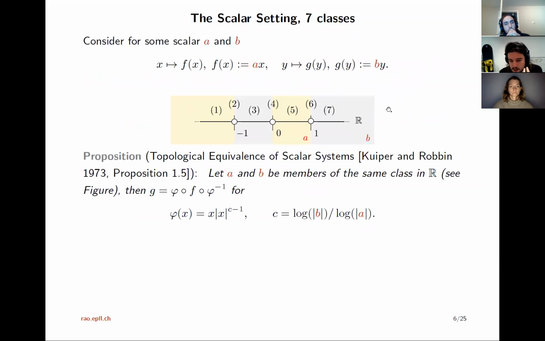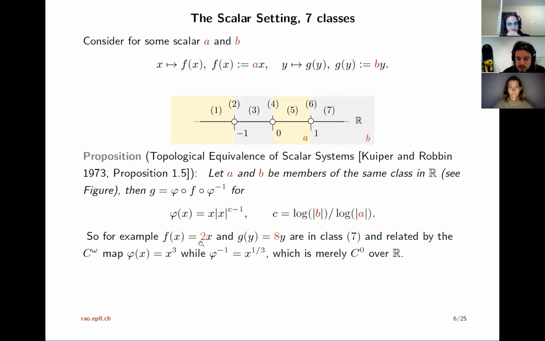And in fact, if they are members of the same class, you can work out explicitly what the corresponding homeomorphism is. Let's say F is 2 times X and G is 8 times Y. Then clearly they are different, but structurally they are the same. Both of them preserve orientation and they're unstable. You can see that the homeomorphism in this case, the map itself might be analytic over R, while the inverse is just continuous. So really, assuming anything more than continuity is already a bit too much.